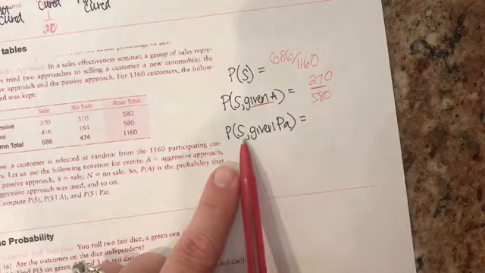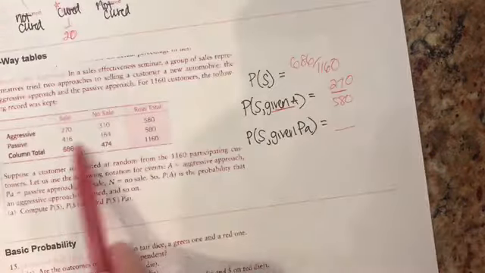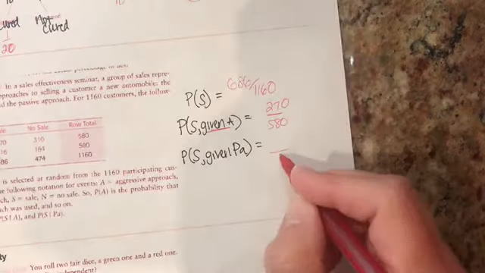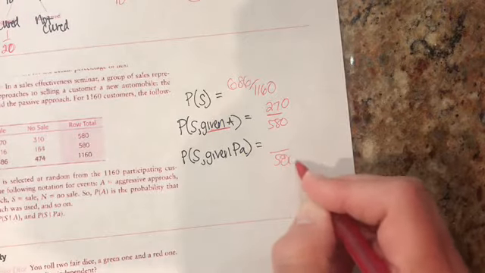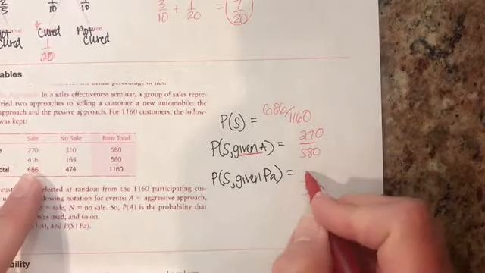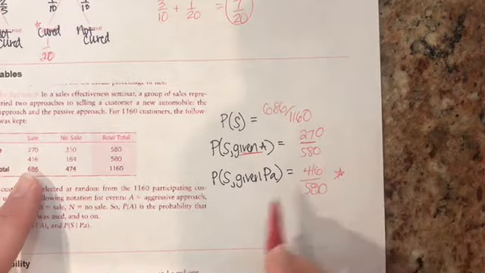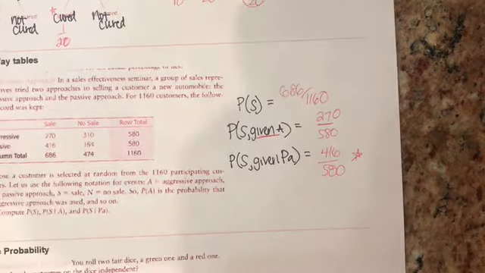And then what's the probability they made a sale given that they're passive? Well, again, how many total people are passive is 580. And how many of them made a sale? 416. So it looks like people would rather have a passive salesperson.